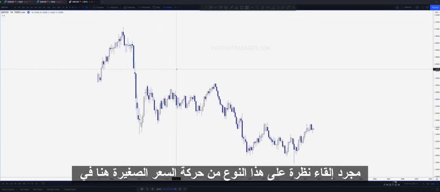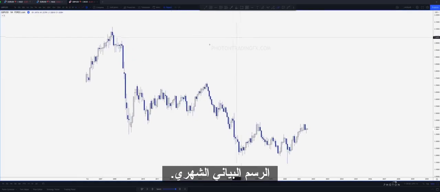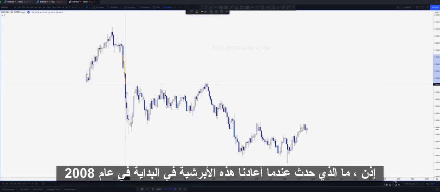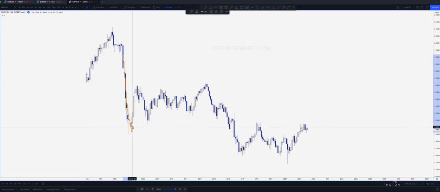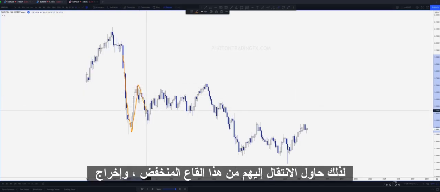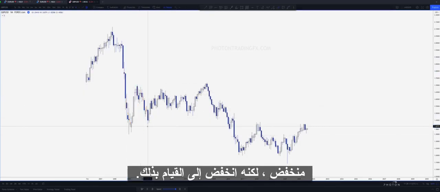But even just looking at this small amount of price action on the monthly chart, we can see the liquidity concepts in practice. So what happened when we initially had this bearish move back in 2008? Price then pulled back. It tried to form that lower high, so it tried to move down to form that lower low and take out the low, but it failed to do so.